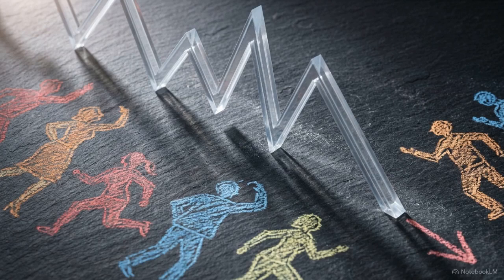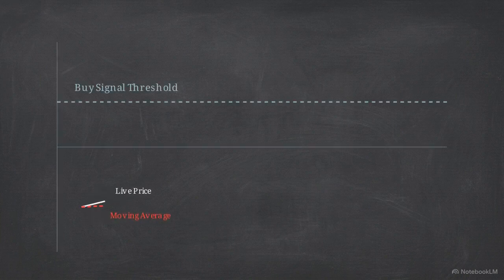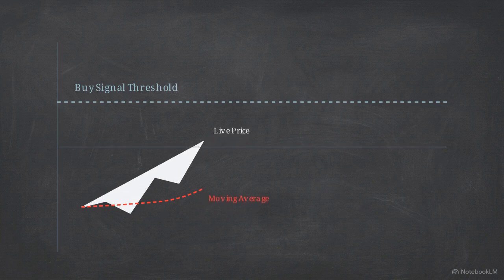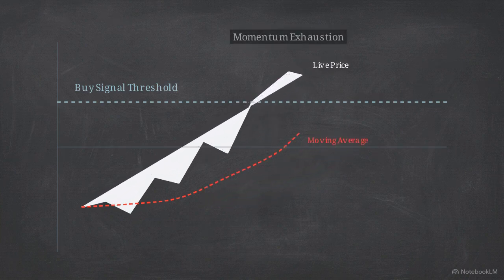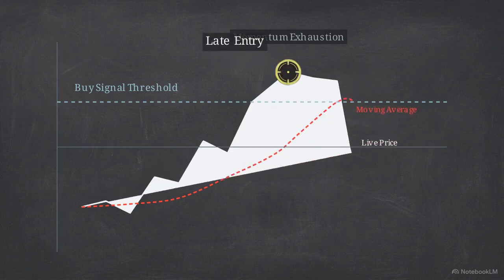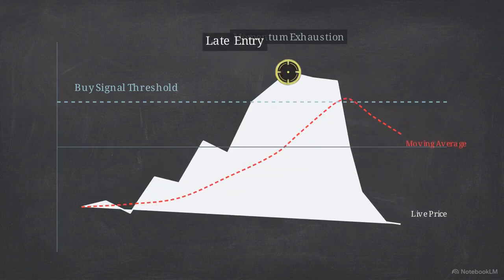Most retail traders look at that chaos and try to find safety by following the crowd. They rely on lagging indicators like moving averages to chase a trend that is already happening. The problem is, by the time a lagging indicator tells you to buy, the momentum is usually exhausted, and you end up entering the position right at the peak.